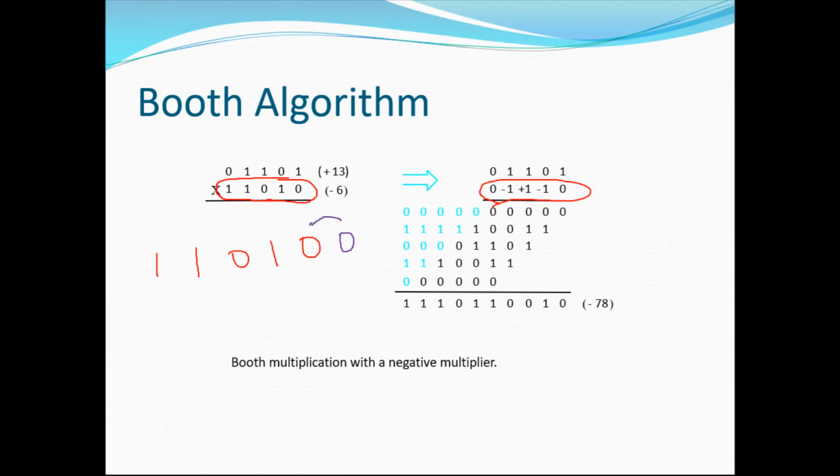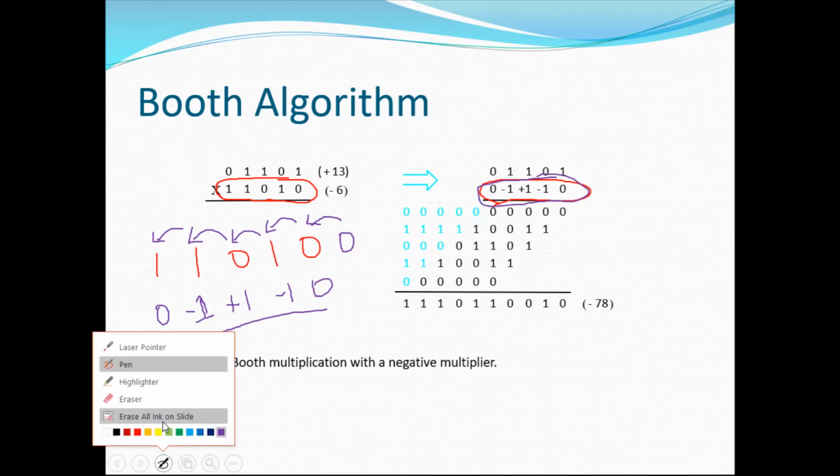Now what is this? 0 0 means 0. When you go from 0 to 1, minus 1. When you go from 1 to 0, plus 1. When you go from 0 to 1, minus 1. When you go from 1 to 1, 0. So you can compare: 0, minus 1, plus 1, minus 1, 0. So this is how we got it. This is how Booth coding is done.